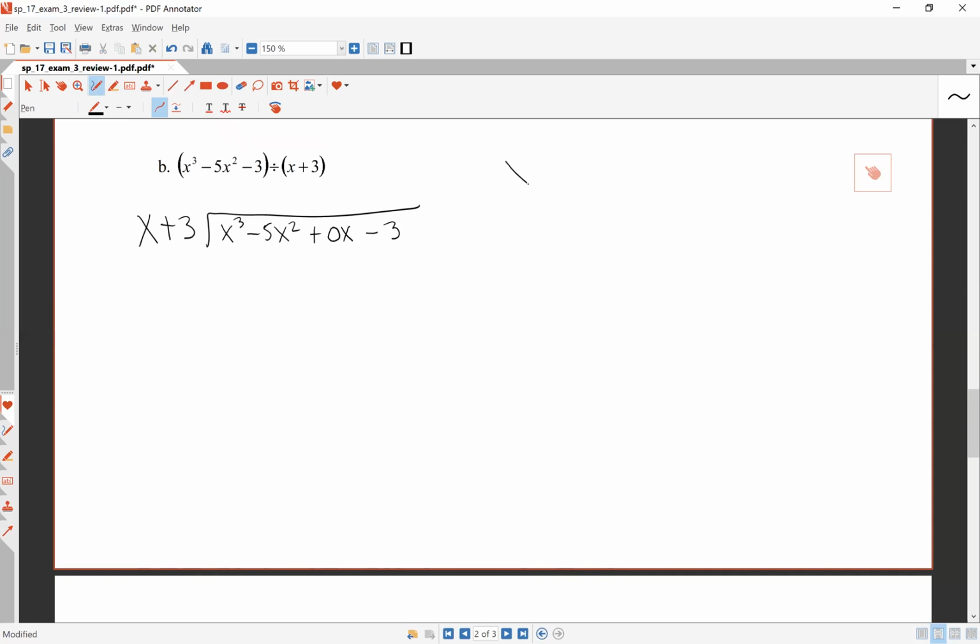X cubed, first term, x cubed divided by first term x, which is x squared. We place that x squared directly above the x squareds. And now we multiply. X squared times x is x cubed, and x squared times 3 is 3x squared. We multiplied, and now we subtract. We do this by changing the signs. X cubed minus x cubed is 0, and negative 5 minus 3x squared is negative 8x squared.